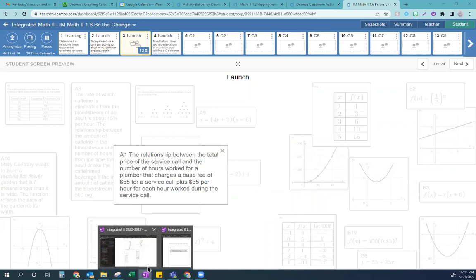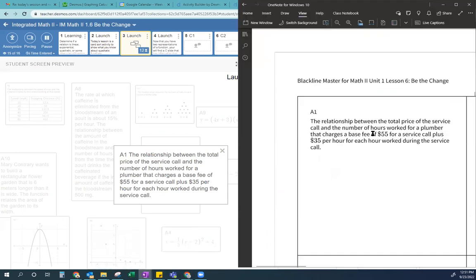So this first part says the relationship between the total price of service call and the number of hours worked for a plumber that charges a base fee of $55 for a service call plus $35 per hour for each hour worked during the service call. Okay, so this is how this plumber charges his clients, and we need to figure out which other representation matches that.